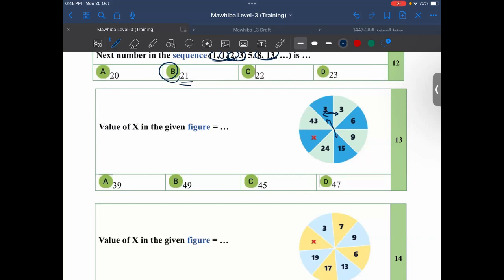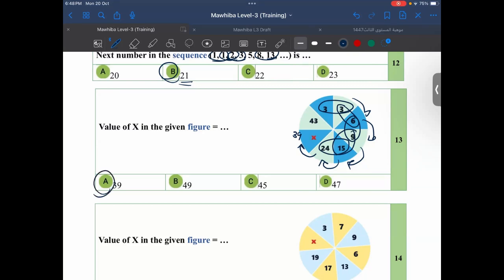Yes, Jude? I think the next number is going to be 39. 39. And why? Because each time, for example, 3 plus 3 is 6, 6 plus 9 is 15, 9 plus 15 is 24. Excellent. So here, this pattern is between the numbers beside each other. So 3 plus 3 equals 6. 3 plus 6 equals 9. 6 plus 9 equals 15. And 9 plus 15 equals 24. And naturally here, 15 plus 24 equals 39. So the answer is A. Excellent.